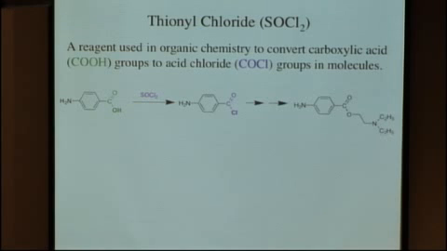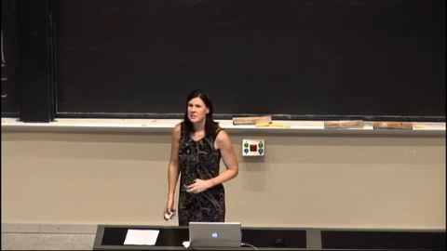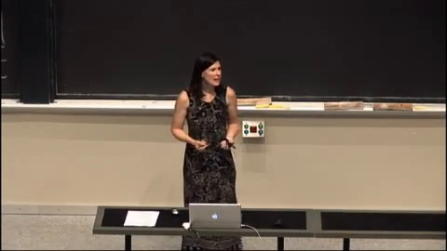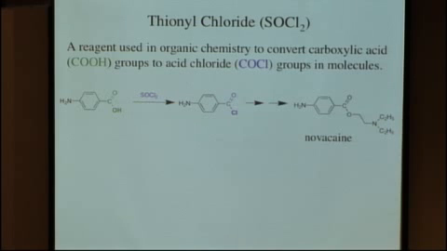This is a very reactive intermediate. You'll learn a lot more about this if you take organic chemistry. But in fact, you can then go on and make a bunch of other different kinds of very interesting molecules. So for example, this is the synthesis of Novocaine. This is what's used in industry to actually make Novocaine.